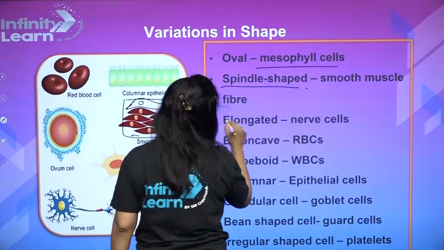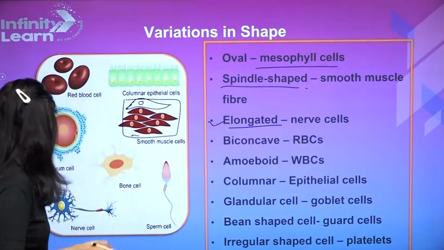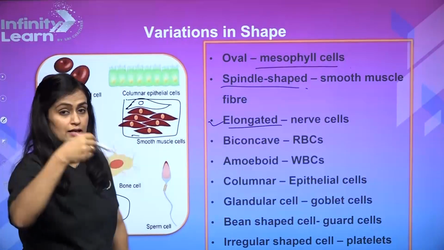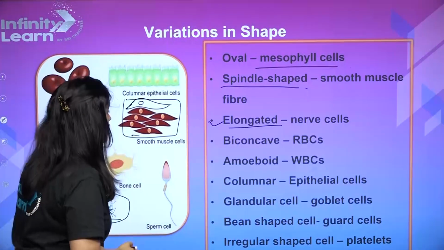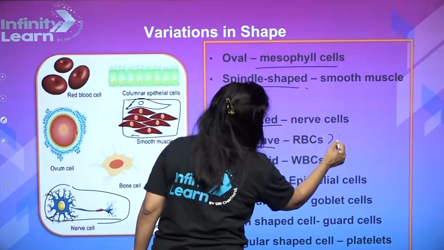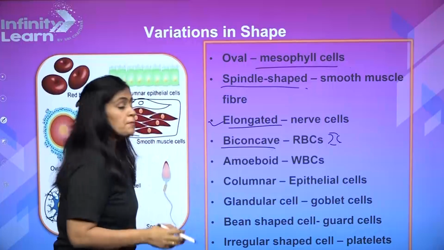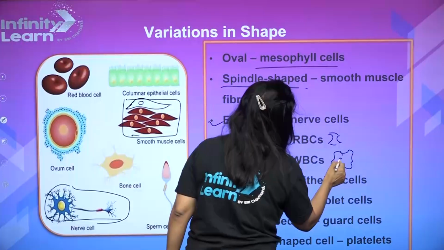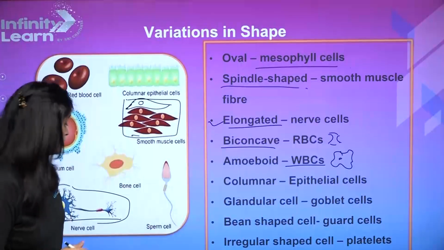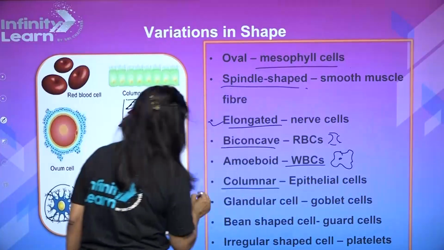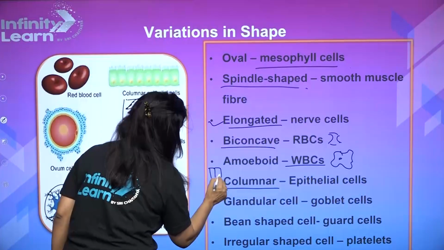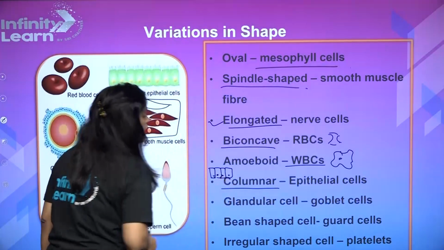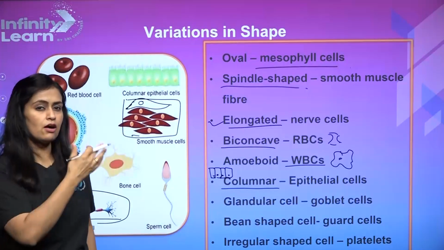Then we have elongated nerve cells. I told you already, nerve cells can be very long, into meters. They have to conduct signals. They are like wires, conducting signals up and down from our brain. We have biconcave cells, the RBCs, which we have already discussed. Amoeboid cells, like amoeba, have no particular shape, your WBCs. Then columnar cells, which are long, pillar-like cells, not cuboidal in shape.